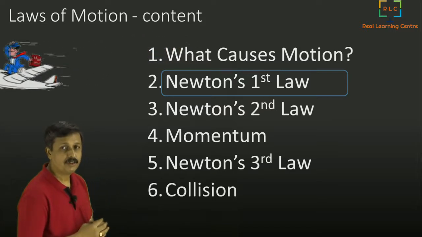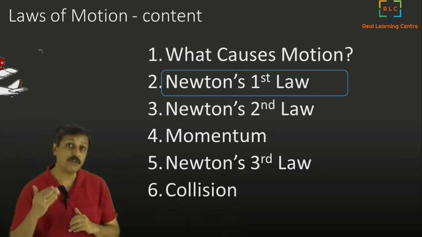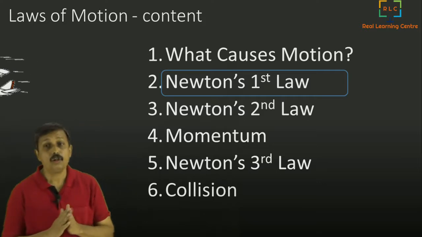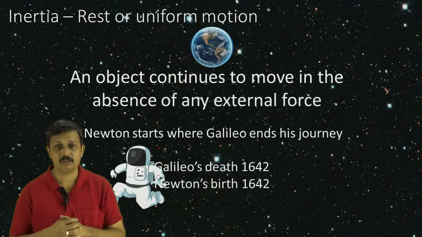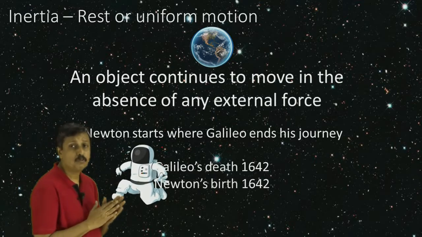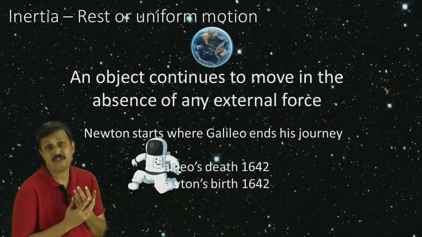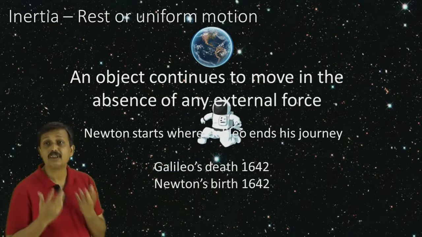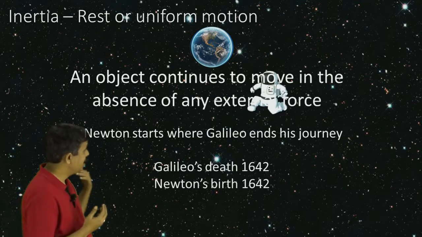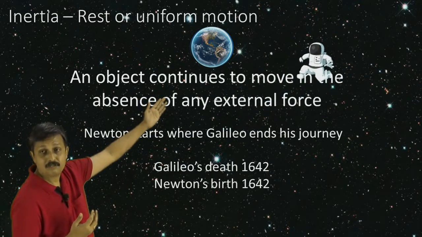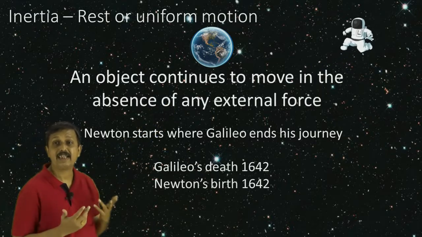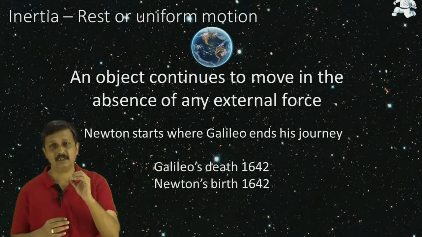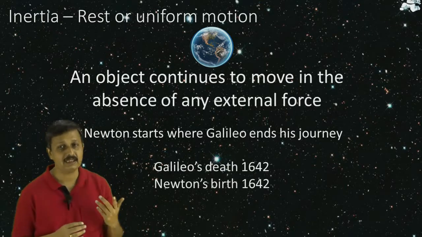Now we are going to look into Newton's first law and see how Newton actually continued from where Galileo left. What we saw in the first one was that an object continues to move in the absence of any external force. The object may need force to start or stop motion, but it will continue to move forever in the absence of any external force. And Newton starts where Galileo ends his journey. So with the concept of inertia, Newton starts.